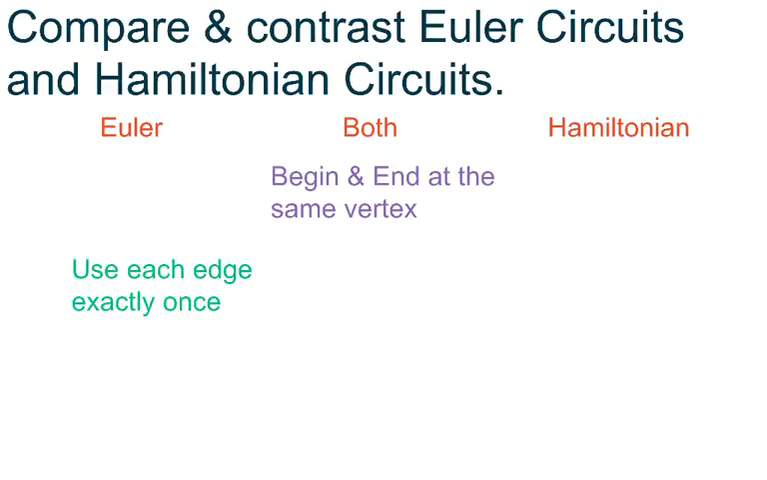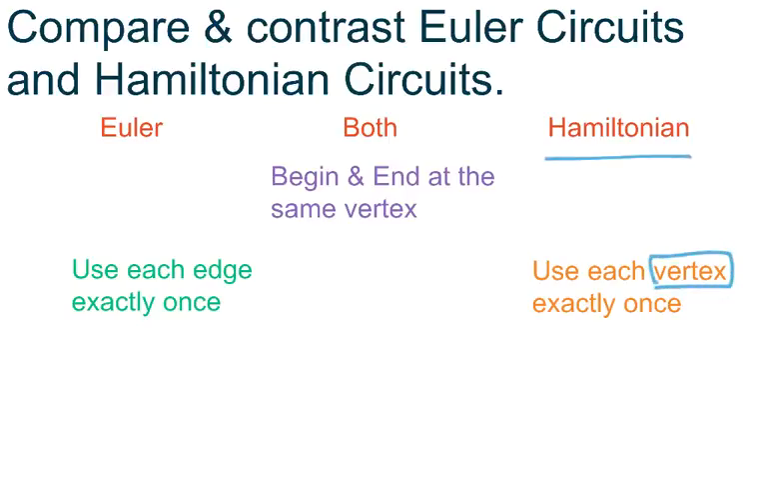For Euler circuits, we're going to use each edge exactly one time. Now guys, this is extremely important that you remember Euler circuits use the edges exactly once. And with Hamiltonian, the graph uses each vertex exactly once. So with Hamiltonian circuits, we use each vertex once. Euler circuits use each edge once. They are very different things.